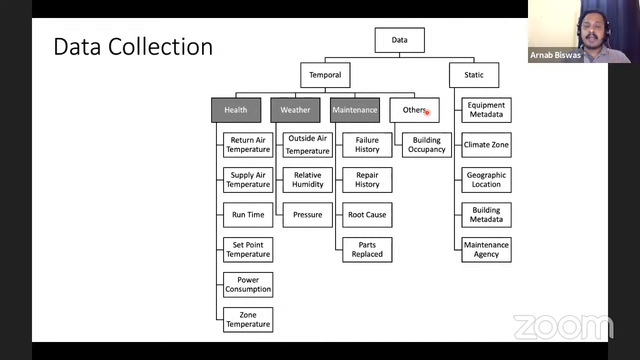Then there could be other types of time series data which are not related to the asset, for example, building occupancy. On the other side, for static data, we have equipment metadata like make, model, and manufacturer of the equipment, metadata of the building, the climate zone, and the geographical location of the building, and all that stuff.